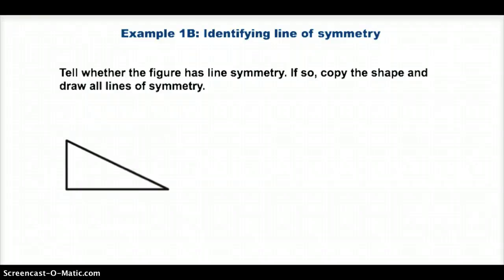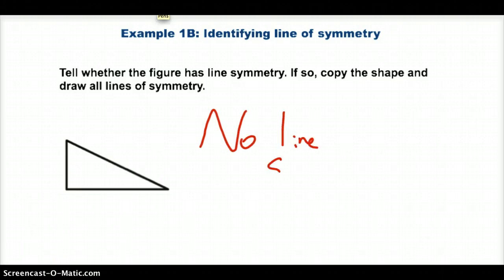Let's try again. Maybe here. Same thing. If we reflected it across this line, we'd get something different. So with this figure, I would say there is no line symmetry. Again, pretty easy. It's kind of like trial and error. If you keep asking yourself that question, if we reflected across this line, would your image coincide with your pre-image? If the answer is no, then that's not a line of symmetry.